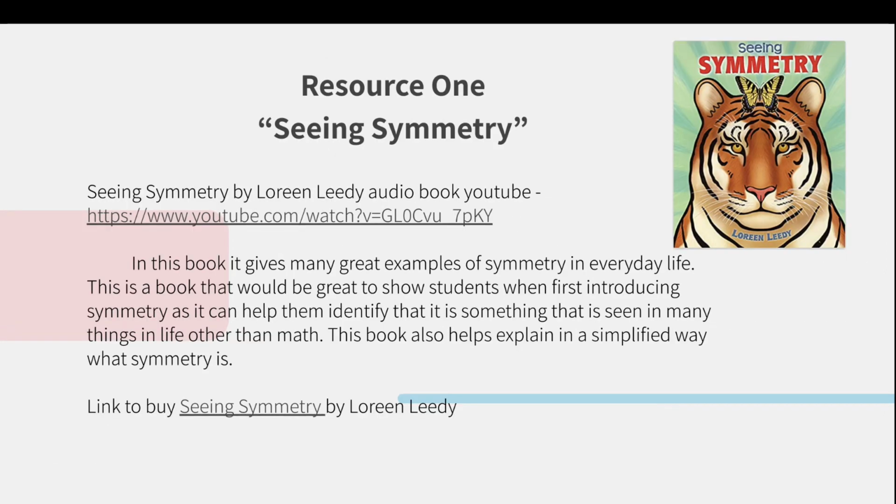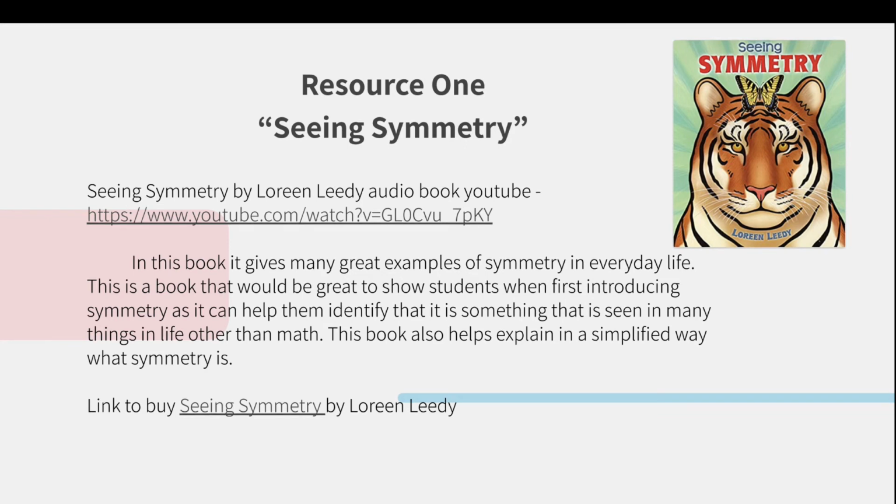A resource for the classroom to teach symmetry would be a picture book called Seeing Symmetry by Lauren Leedy. In this book, it gives many great examples of symmetry in everyday life. This is a book that would be great to show students when first introducing symmetry, as it can help them identify that it is something that is seen in many things in life other than math. This book also helps explain in a simplified way what a symmetry is.